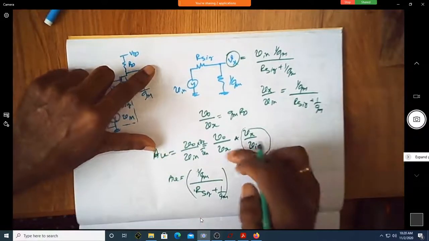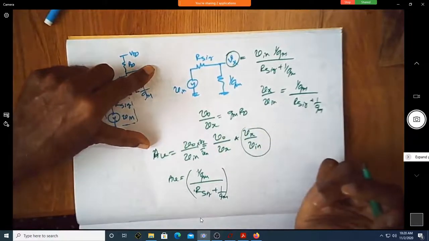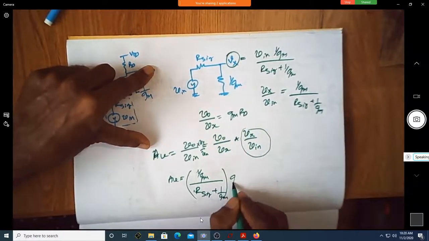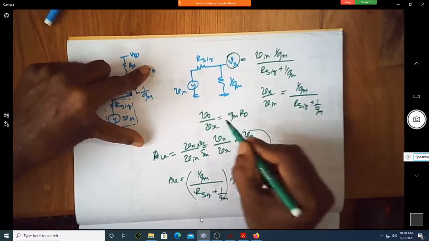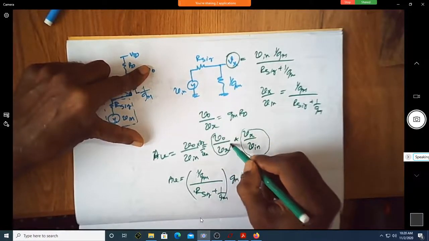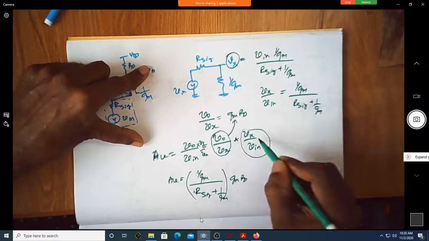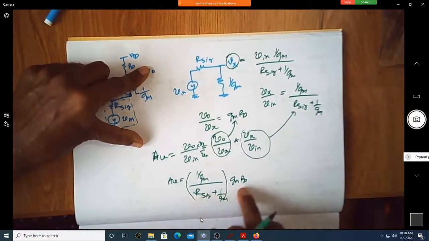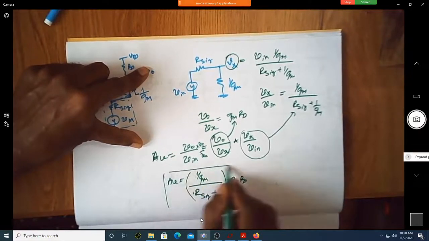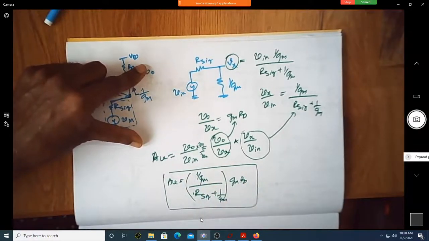This ratio, how about this ratio Vo by Vx? Is it not Gm into Rd? Yes sir. So we are replacing Vo by Vx as Gm into Rd. We are replacing Vx by Vin by this ratio. So the product of these is the overall gain. Yes sir, that's what is there here.